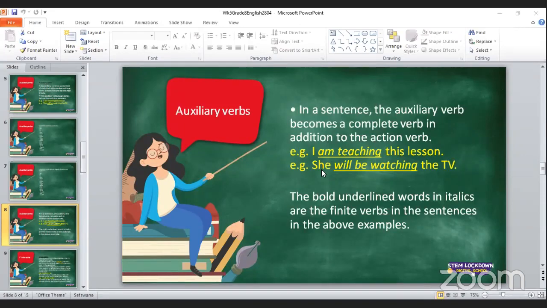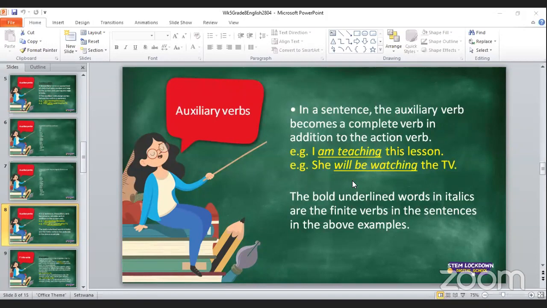Second example, she will be watching the TV. So in will be watching, you will see that we have will and be as our auxiliary verbs, which help our action verb watching to communicate the message. And we can also see the tense that she will be watching TV. It means that it's going to be a future continuous tense. We're going to go through that later on as we go.